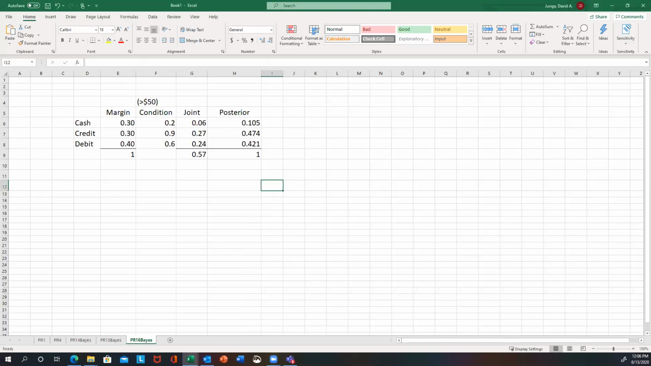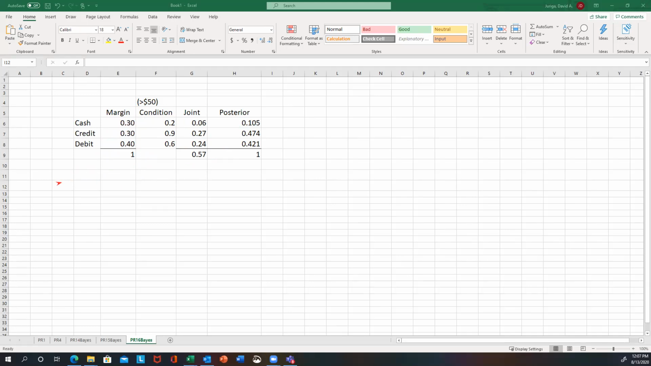So you'll notice, here's my three margins. Notice that adds up to 1. Here's my condition of spending more than $50. I plug those in just as given. So you multiply margin times condition. Here's my joints. And then my posteriors would be 0.06 over 0.57, 0.27 over 0.57, and 0.24 divided by 0.57. You plug those right there. I'm showing that the posteriors add up to 1. And of course, in this problem, they want the probability that you paid with cash, given you spent more than 50 bucks. The answer would be 0.105. That's your posterior that they're looking for.